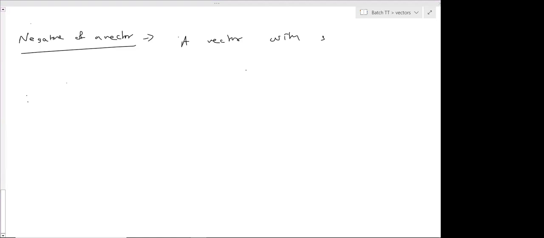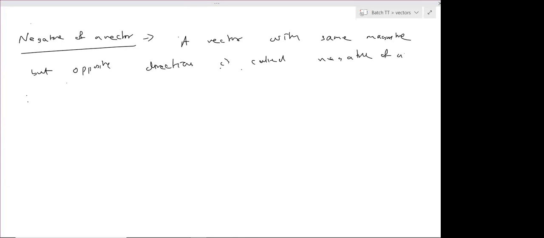A vector with same magnitude but opposite direction is called negative of a vector. Right? If this is vector A, then I keep the magnitude same, but I change the direction. This will be minus A. All right.